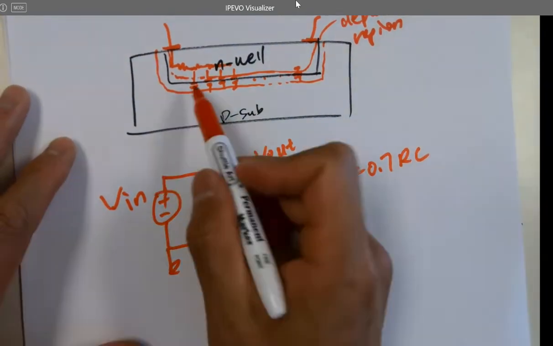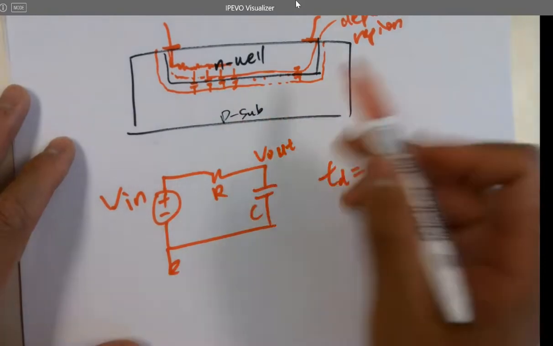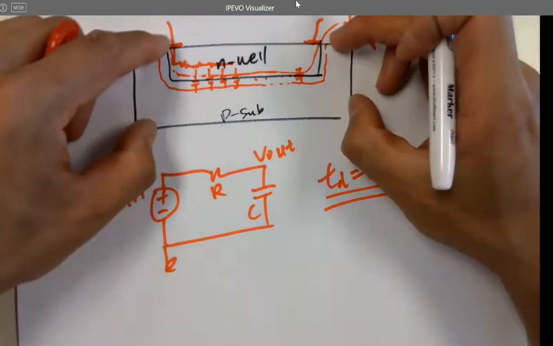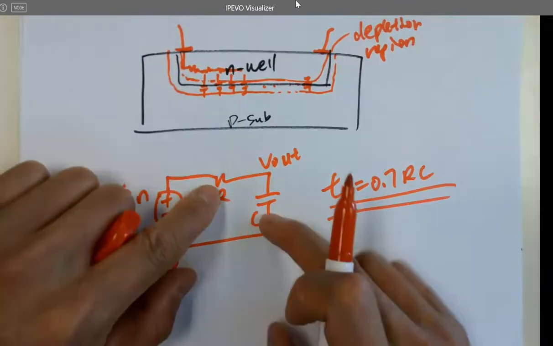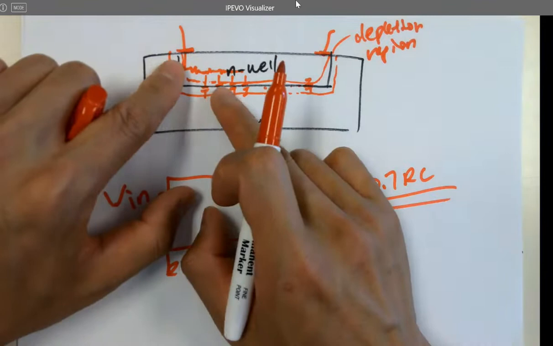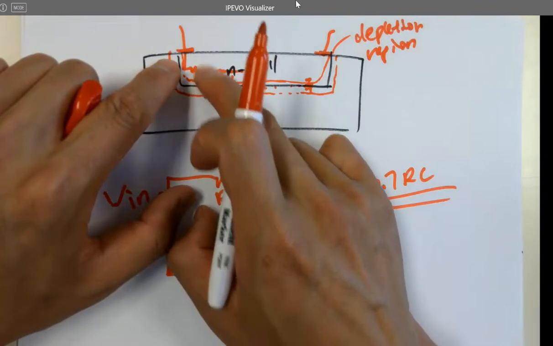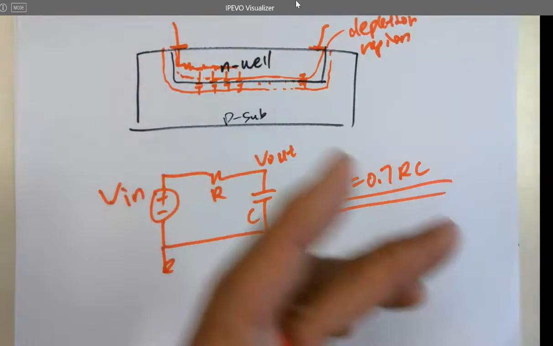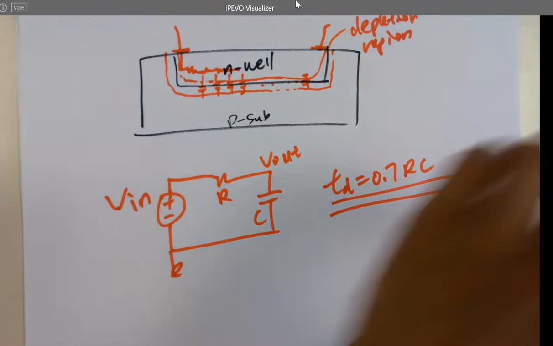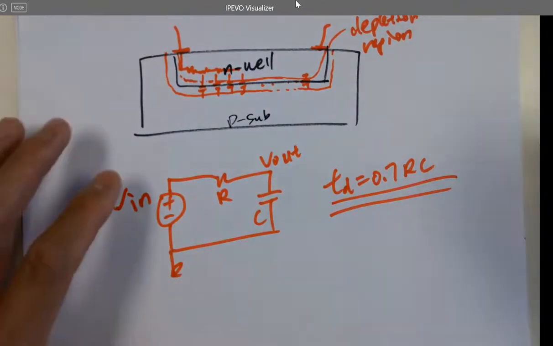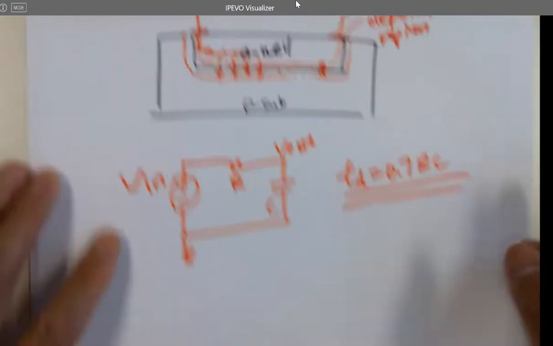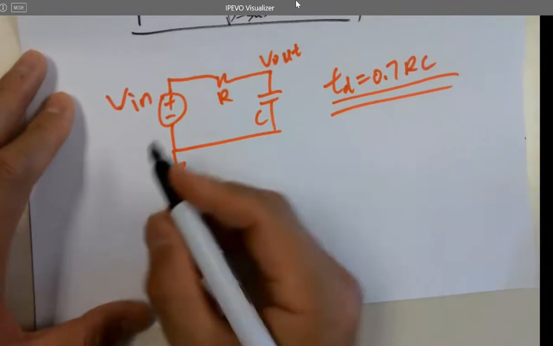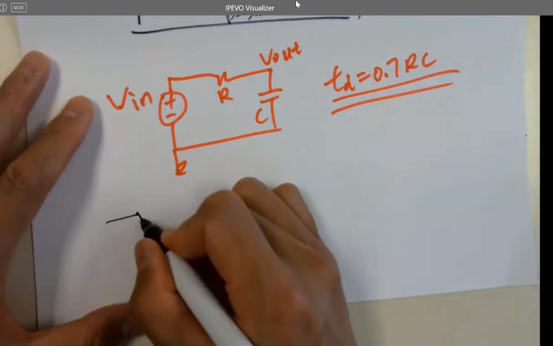So what if you have so many resistors and capacitors? How do you calculate the time delay across that N well? If you just have one, 0.7 RC is easy, but you have so many different stages. There must be a way to do it. Let me just introduce the way the textbook does it. This is how you model it.